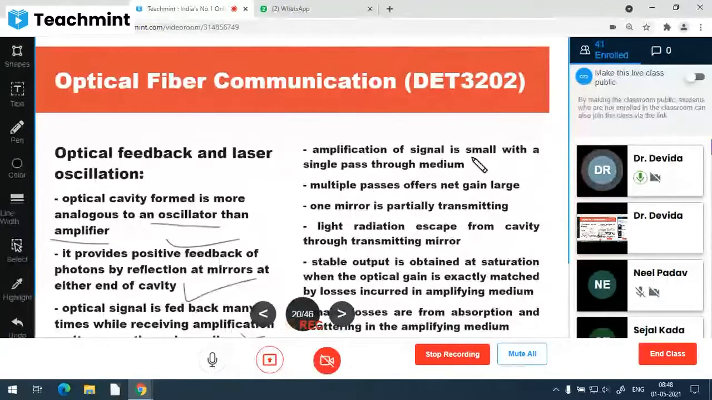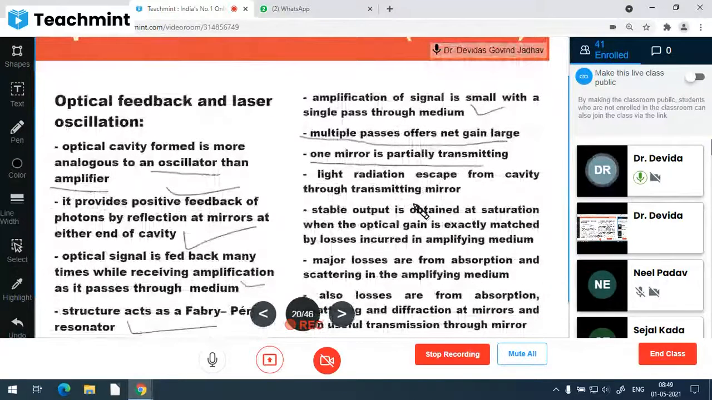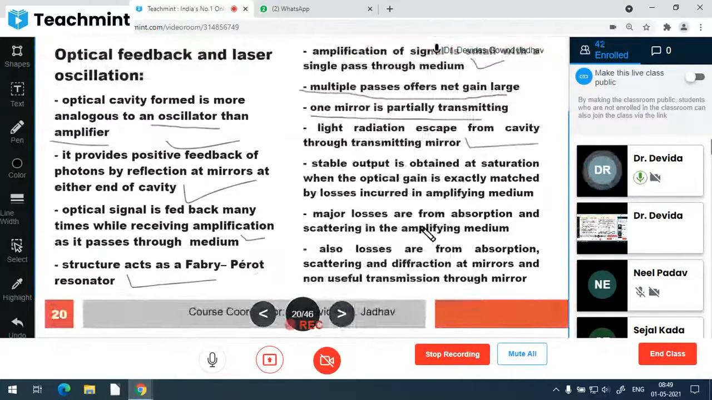The amplification of the signal is small with a single pass. Once the photon travels from one end to the other, it is a very small amplification. But if the photon travels again and again, from one mirror to the other and back, then multiple passes offer a large net gain. One mirror is partially transmitting, the other mirror is completely reflecting. Radiation escapes from the partially transmitting mirror, and that becomes the light output of the laser diode device.